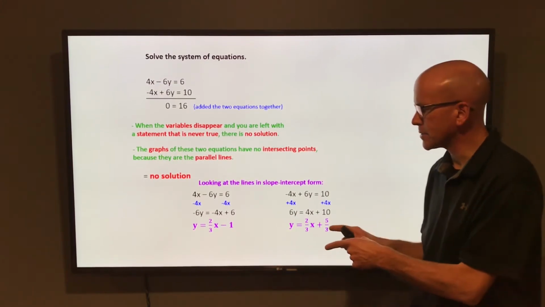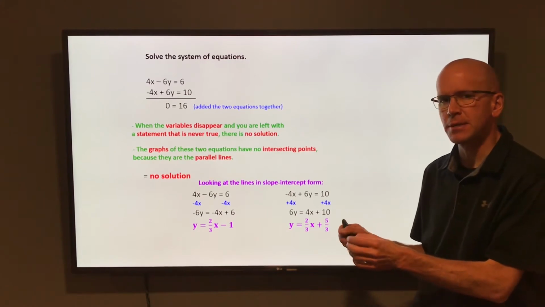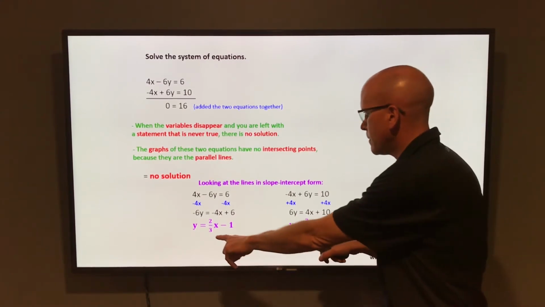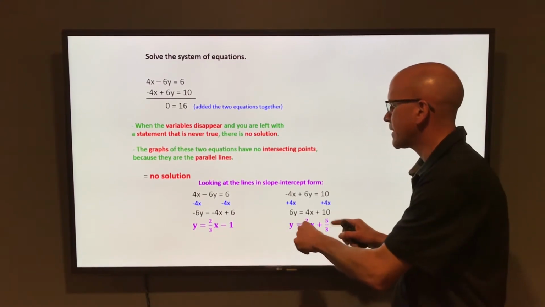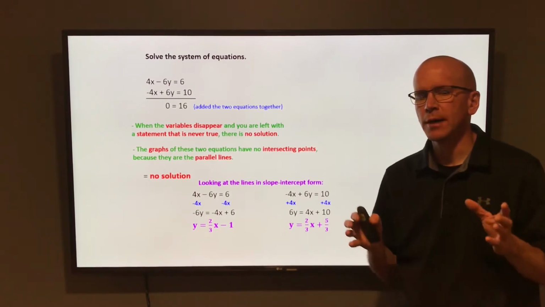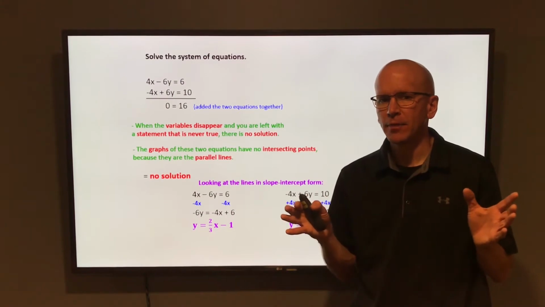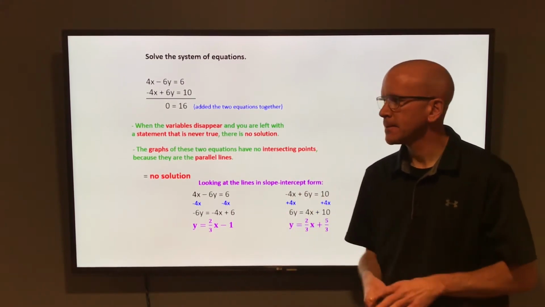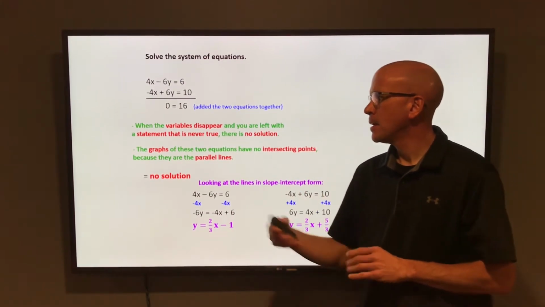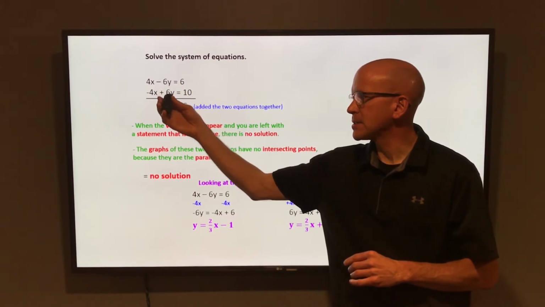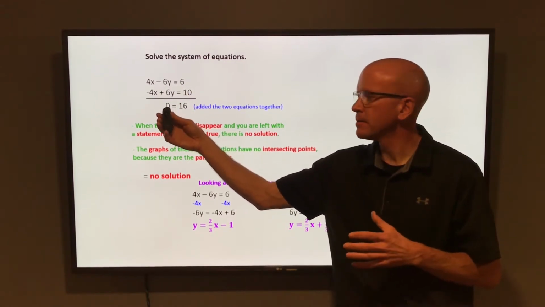So if you look at those in slope-intercept form, you can see things more clearly. You have the same slope, but different y-intercepts. So think of two lines with the same slope and different y-intercepts. What type of lines are they? Parallel lines. So once again, to repeat, when you're solving a system of equations and the variables disappear, don't panic.